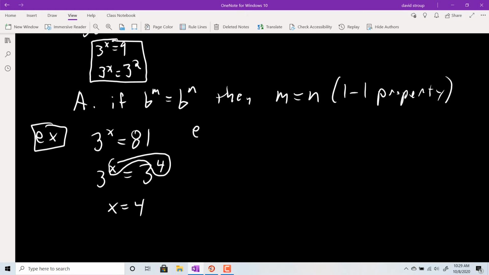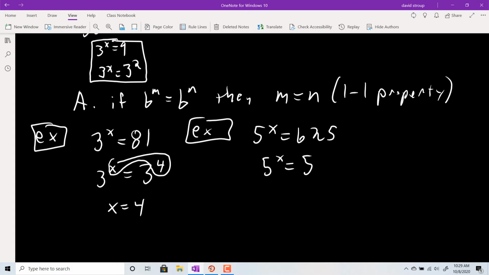Okay. Let's look at a bunch of variations of this. So 5 to the x equals 625. So 5 to the x equals 5 to some power, right? So 5 times 5 is 25, times 5 is 125, times 5 is 625, so that's 4 again. x equals 4.